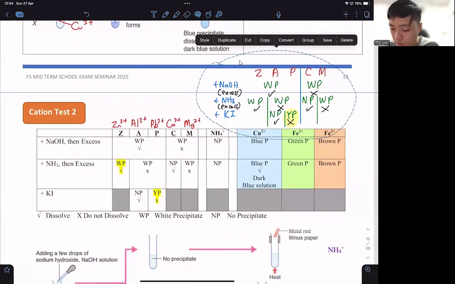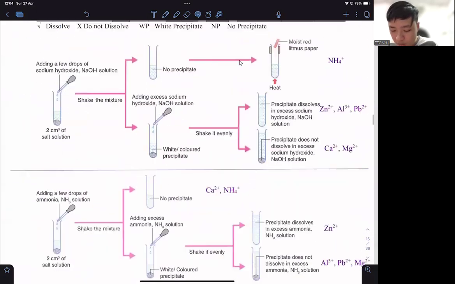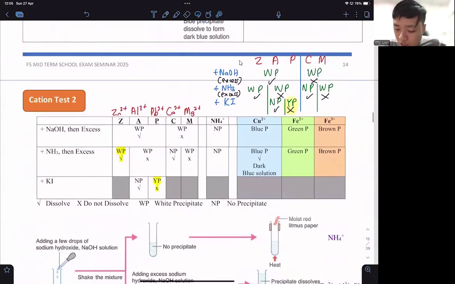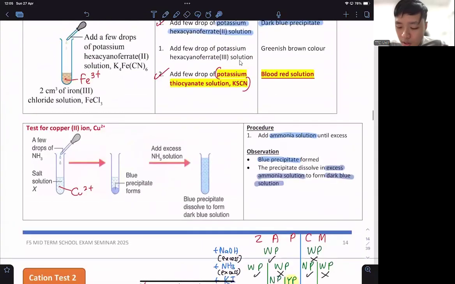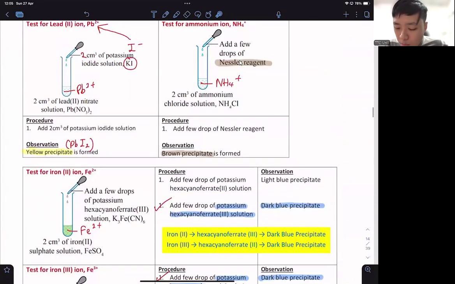So this is a test, I need to show you this. Then for NH4+, normally when you add NaOH and NH3 there is no precipitate, it just dissolves straight away. But normally for NH4+ you can do the Nessler reagent test, and you get a brown precipitate.